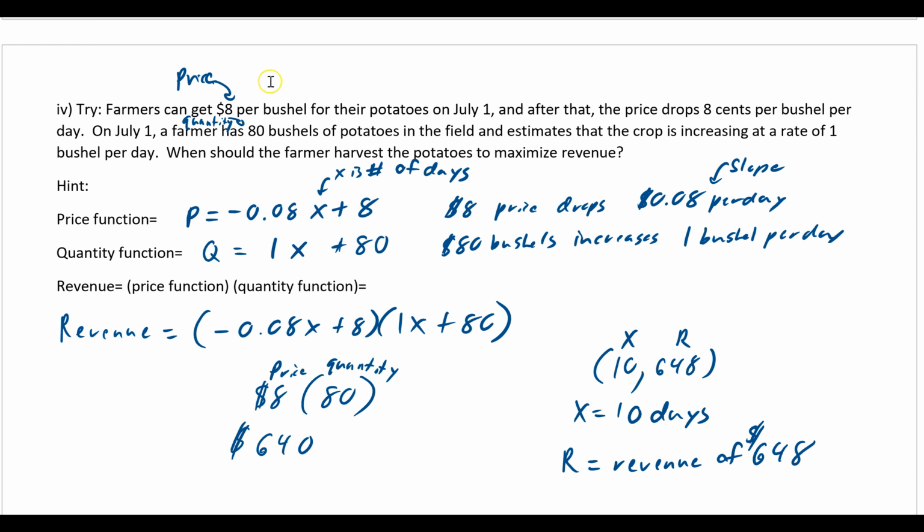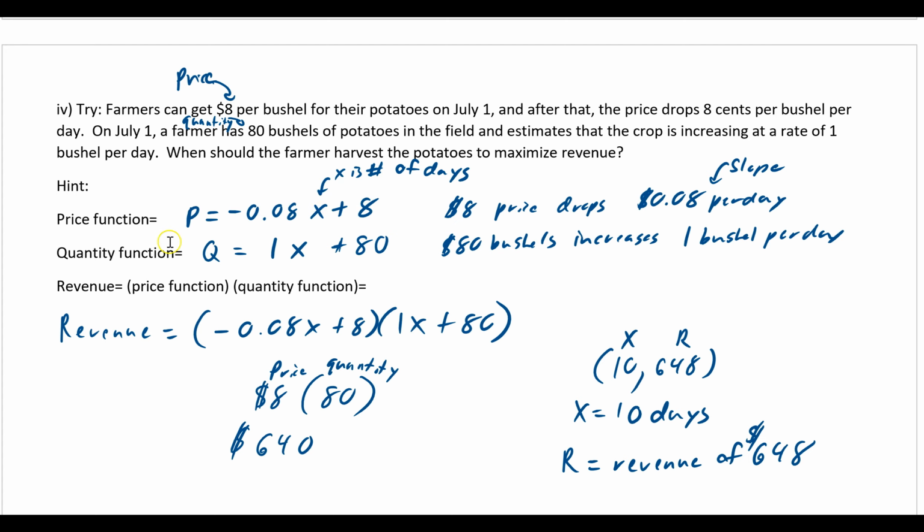That's a slope right there. Even $8 per bushel is a slope, but it's that price drops 8 cents. Whenever they use the word drops and increase, we know that's our slope that we're dealing with. So it says 8 cents. So we just focus on the money. It says $8.08. So we know that we have $8 per bushel, and then it's going to drop 8 cents per day. And so that we know now is x is per day.